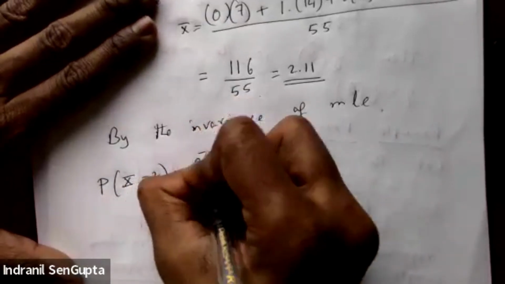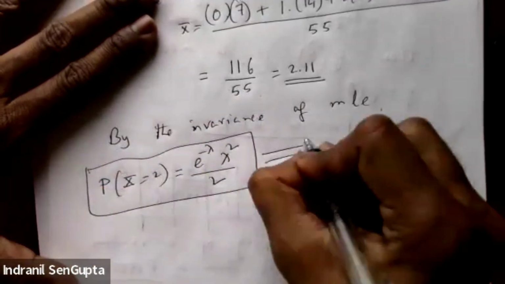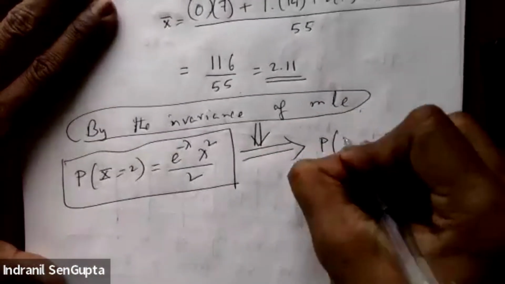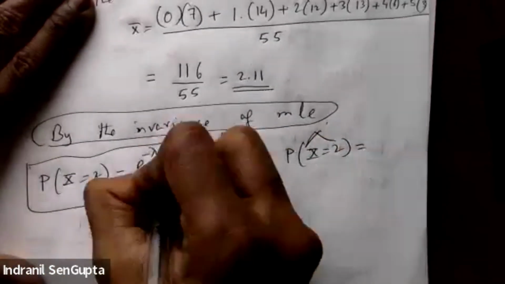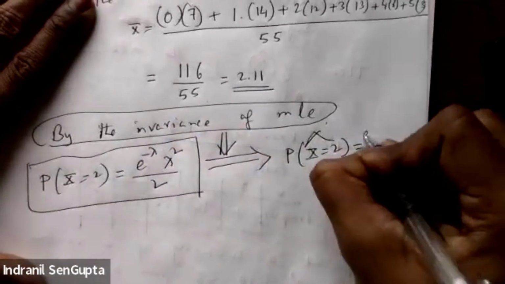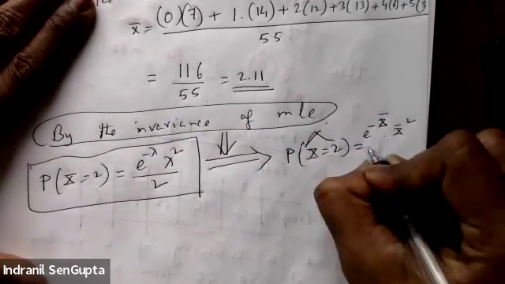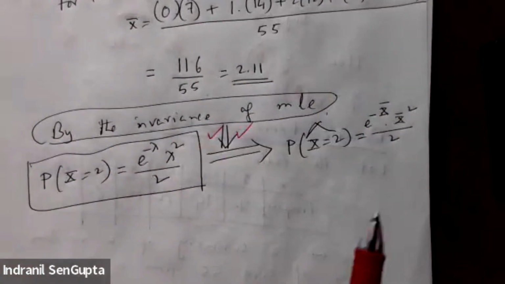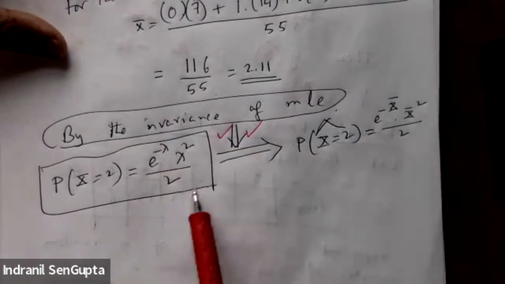It's e to the minus lambda, lambda to the 2 over 2, right? So that's the regular case. So by the invariance of MLE, I can write the probability of x equals 2, its estimator. I'll replace all these by whatever we found. So it's e to the minus x bar, x bar squared over 2. And this is where we are using the invariance of MLE, meaning that if your lambda is estimated, then any function of lambda, like this one, right?